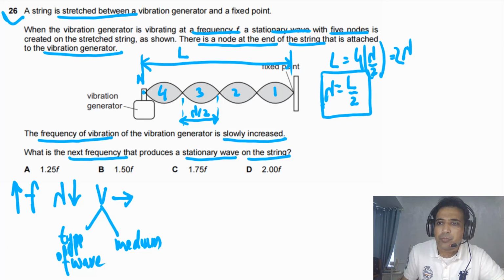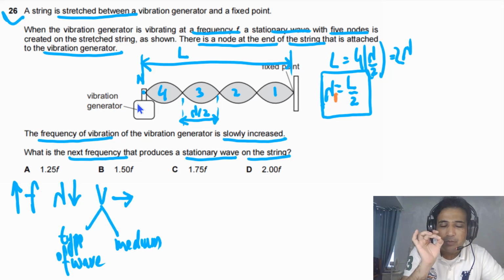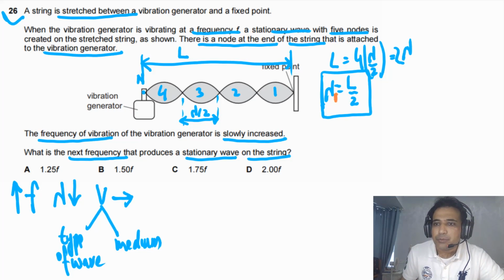Very important point, we will discuss some beautiful points here. So we can say this is lambda 1. Now how about the next stationary wave? Next stationary wave will form when it has 5 loops. So let me show you how the wave will look like.